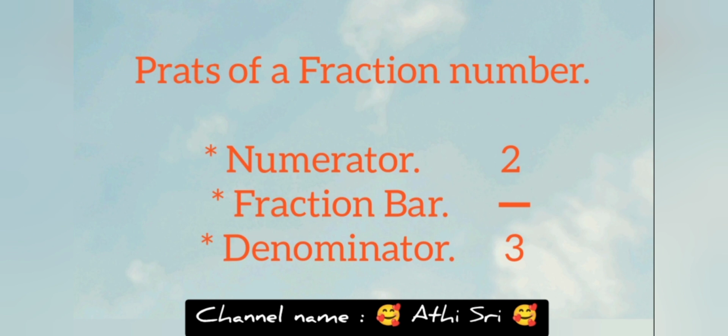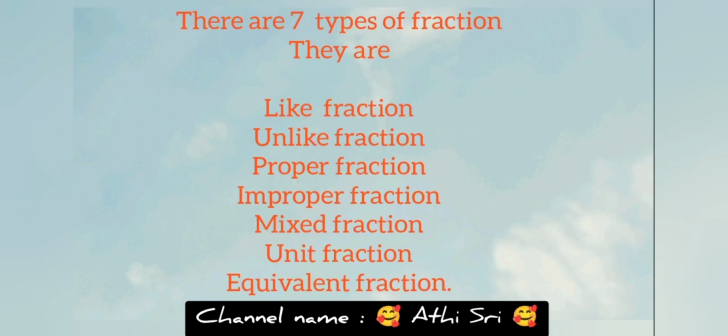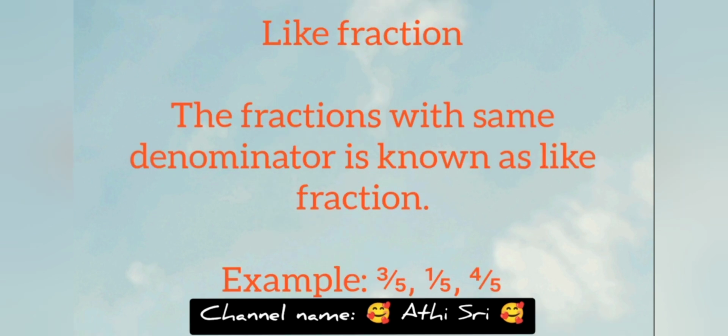We want to read this number as 2 divided by 3. We can read fraction bar as divided by or by. That means 2 by 3 or 2 divided by 3. There are 7 types of fraction. They are like fraction, unlike fraction, proper fraction, improper fraction, mixed fraction, unit fraction and equivalent fraction.